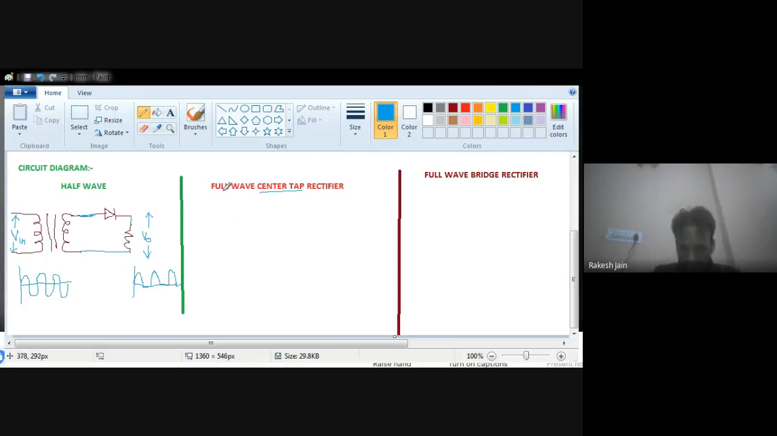So first, in this full wave center tap rectifier, we require 2 diodes. There we just see the basic difference between half wave, full wave center tap, and full wave bridge rectifier also. First difference is the circuit diagram difference. Second difference, only one diode is required in half wave rectifier, but in case of full wave center tap rectifier, we require 2 diodes. A simple transformer is required in the case of half wave rectifier, but a center tap transformer is required in the full wave center tap rectifier.